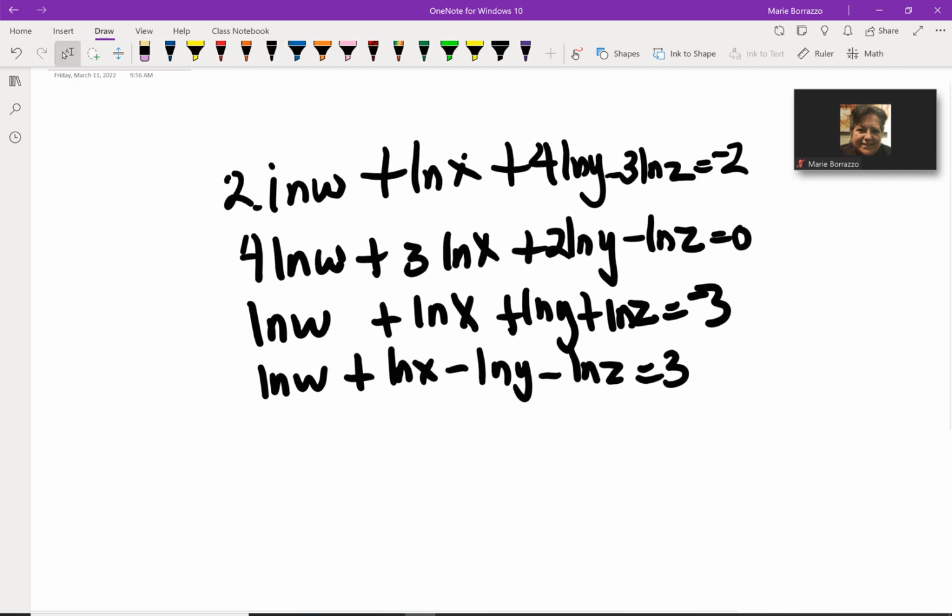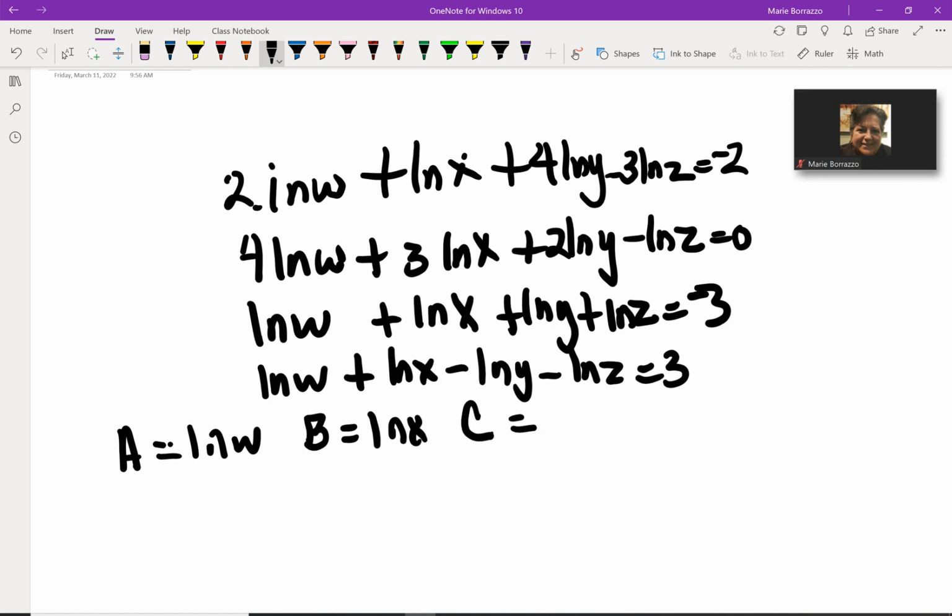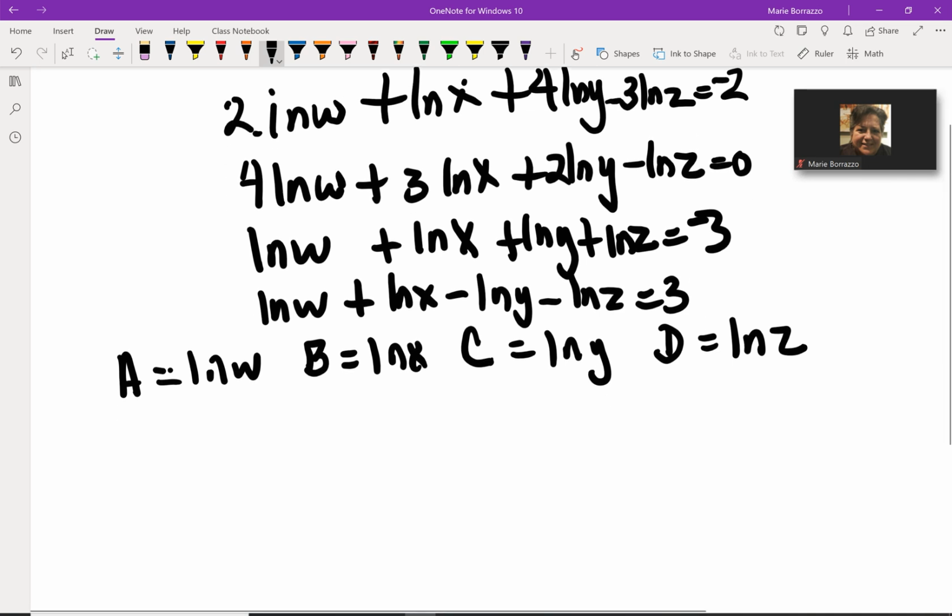All right. Now, what they do tell you in the question is some details, and they tell you what the values of natural log w, x, y, and z are. So typically it's a is equal to natural log w, b is equal to natural log x, c is equal to natural log y, and d is equal to natural log z. All you have to do at this point is re-express this in a matrix.